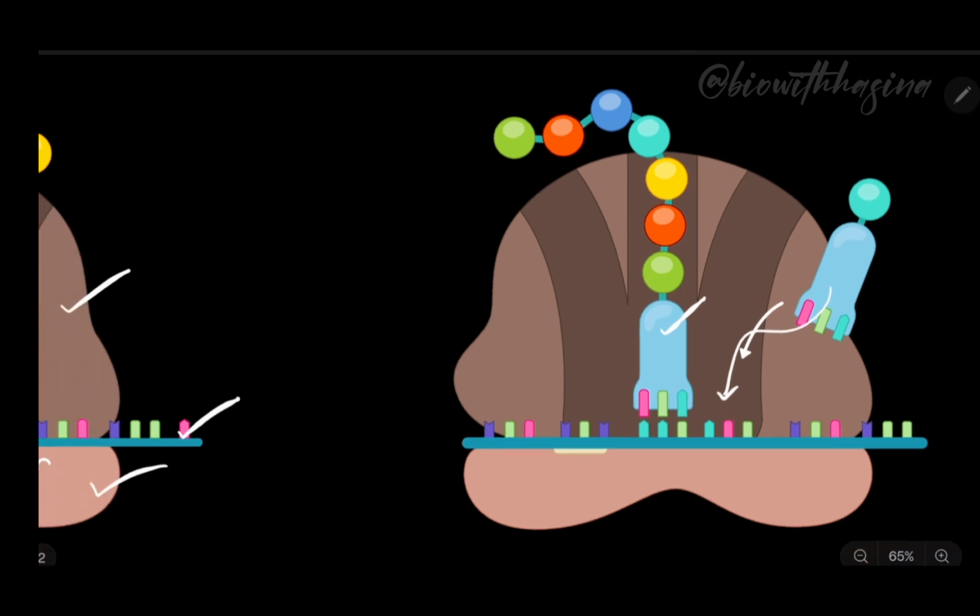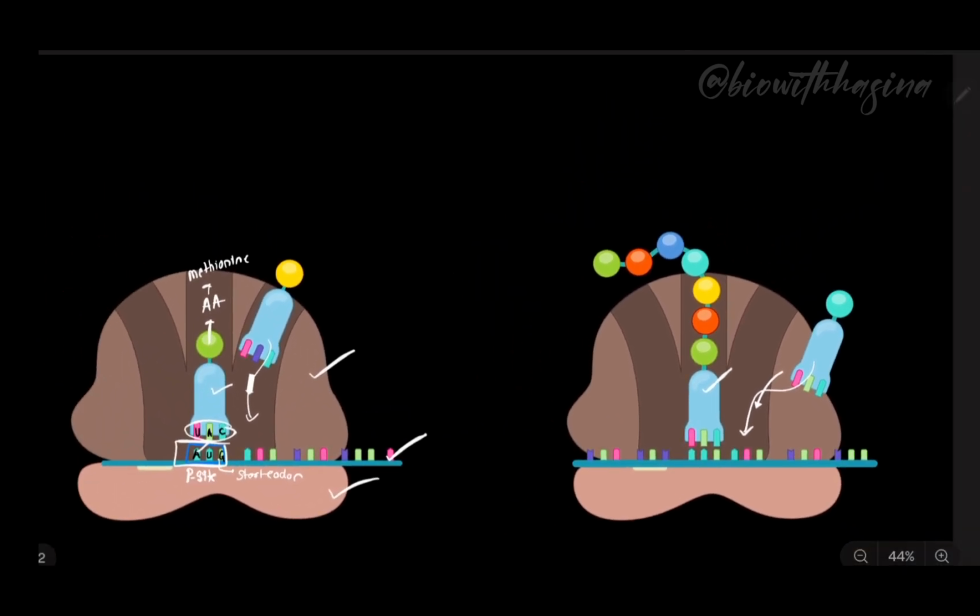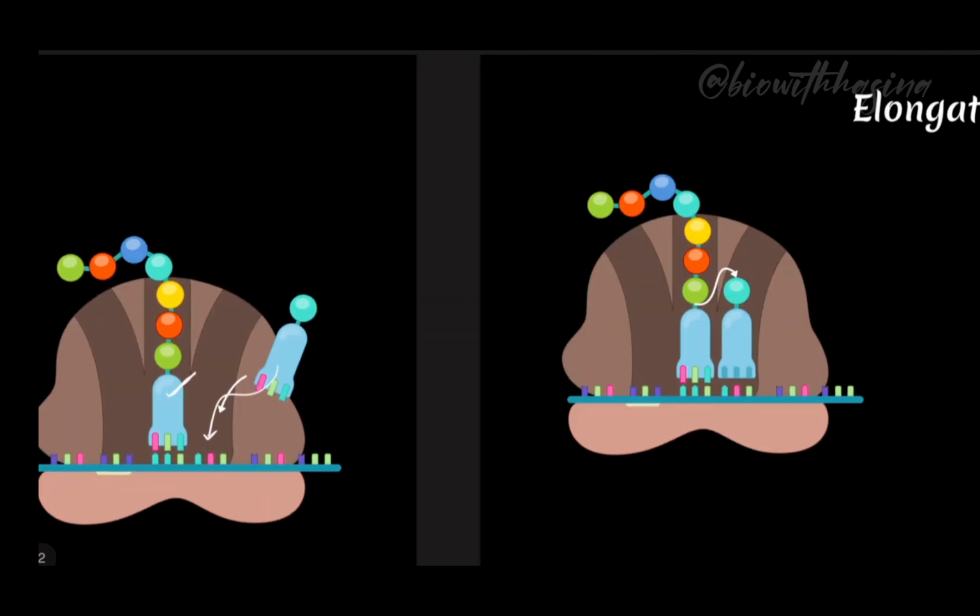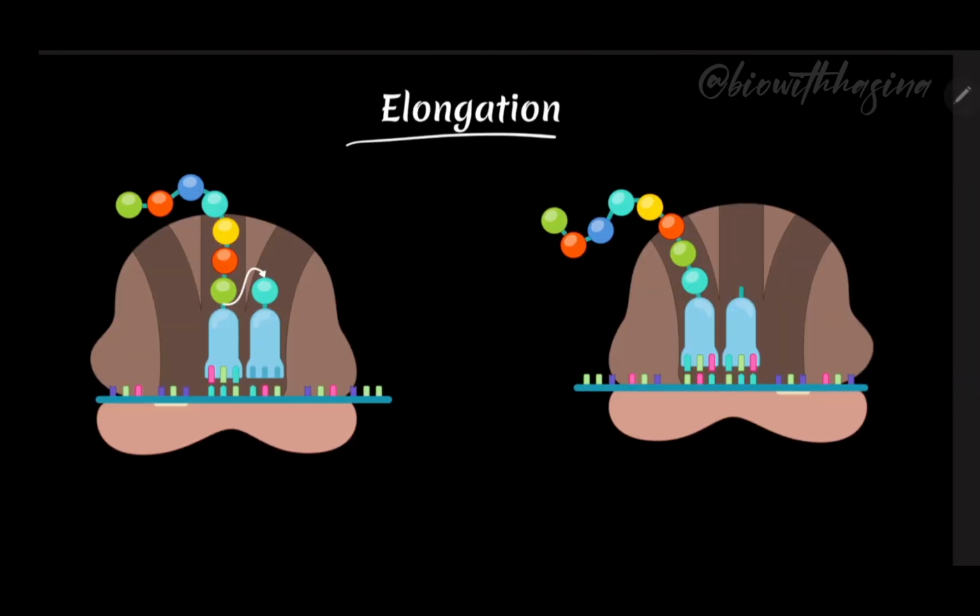Now let's go to the elongation. Talking about the elongation, what will happen? The large subunit of the ribosome is moving on this mRNA. What is this ribosome doing by moving on the mRNA? It is reading the codons.